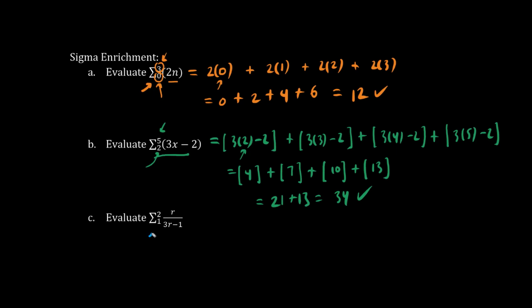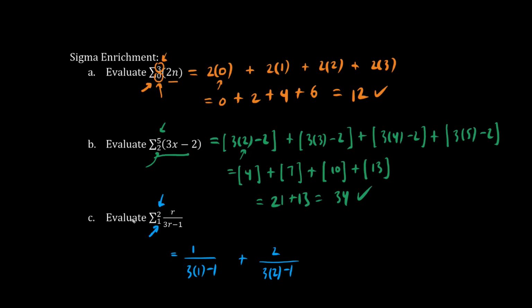Finally, we start at 1 here and end quickly at 2 here. So we copy in 1 and replace the variable. In this case, we're dealing with r's. So we have 1 over 3 times 1 minus 1 plus, we have the next number is 2. 2 over 3 times 2 minus 1. And that's it. We reach the end.